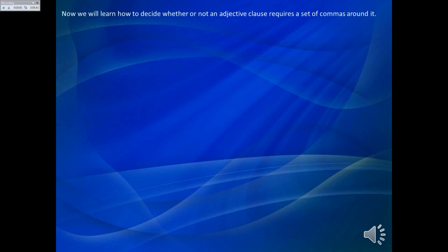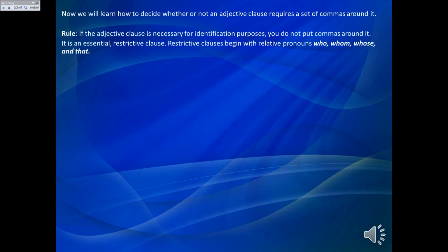Now we're going to learn to decide whether or not an adjective clause actually does require a set of commas around it. Remember the rules. If the adjective clause is necessary for identification purposes, you do not put commas around it. That means it would be an essential restrictive clause. Restrictive clauses begin with relative pronouns: who, whose, whom, which, and that.